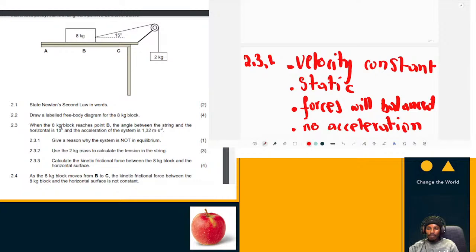So here we are being told that the object reached point B, and when it reached point B, it had an acceleration of 1.32 meters per second squared, which means that the system is not in equilibrium, because there is acceleration. So that's how you answer that question: because the system has an acceleration, it is not in equilibrium.